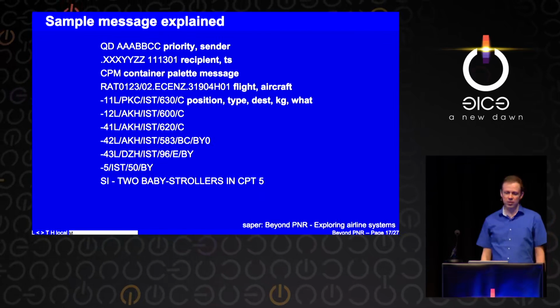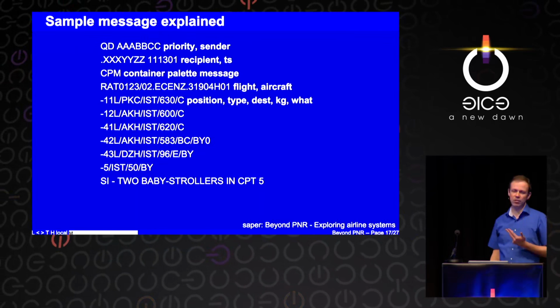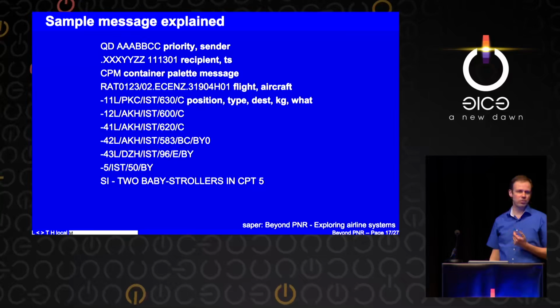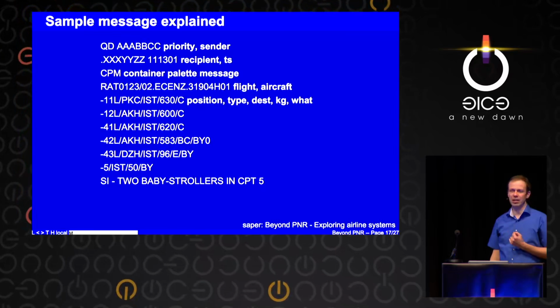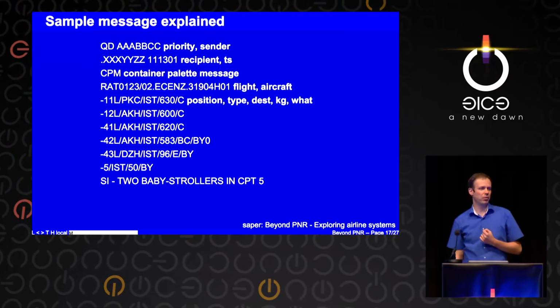The cool thing about the SITA addressing system is that the first three letters are always the airport code. The second two letters are usually the airline code. And the last two are kind of standardized. So you can actually guess the address of the recipient if you don't know it.